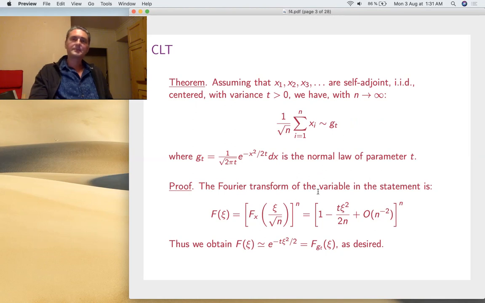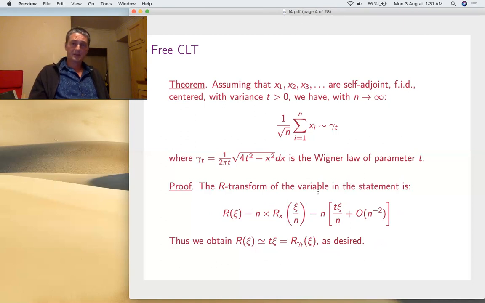We're done. Now, in the free case, exactly the same statement. The slides, let me do it quickly. Just take a look at the theorem here. Almost nothing changed. There is an F here, freely independent, instead of IID. What changes is the output measure. We get a semicircle law of parameter t.